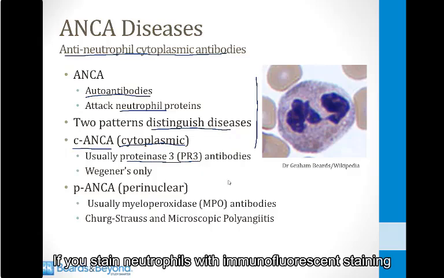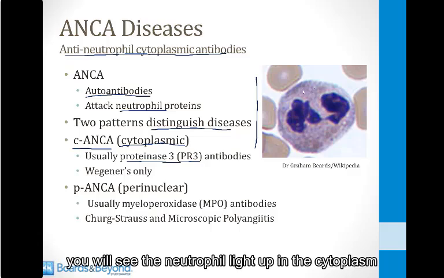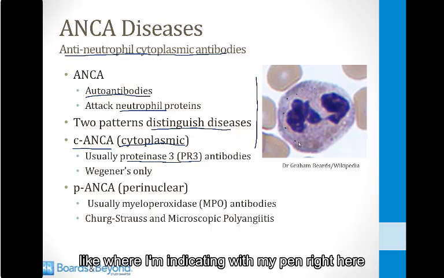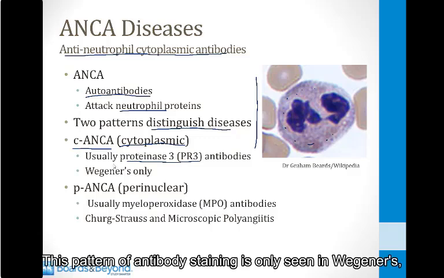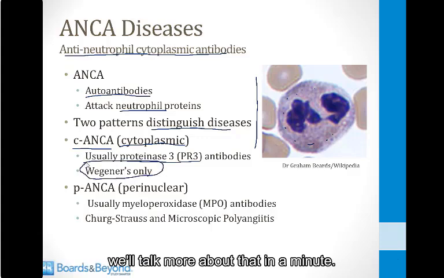If you stain neutrophils with immunofluorescent staining looking for these antibodies, you will see the neutrophil light up in the cytoplasm, like where I'm indicating with my pen right here. Hence the name c-ANCA for cytoplasmic antibodies. This pattern of antibody staining is only seen in Wegener's. We'll talk more about that in a minute.